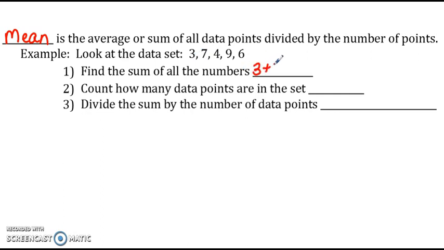The sum is addition, so we are going to add them all together, and that equals 29. In the data set, we have 1, 2, 3, 4, 5 terms. Therefore, we are going to take 29 and divide it by 5, and that gives us a mean of 5.8.